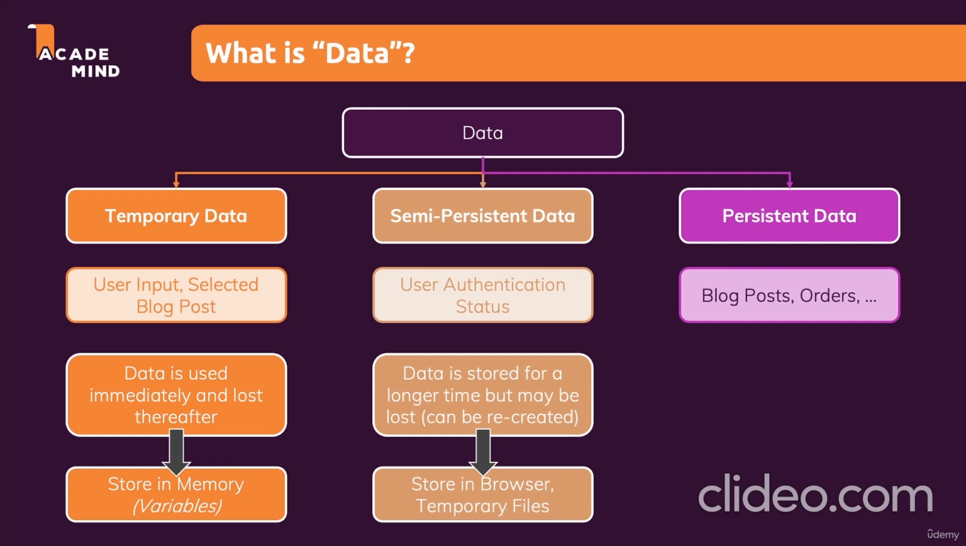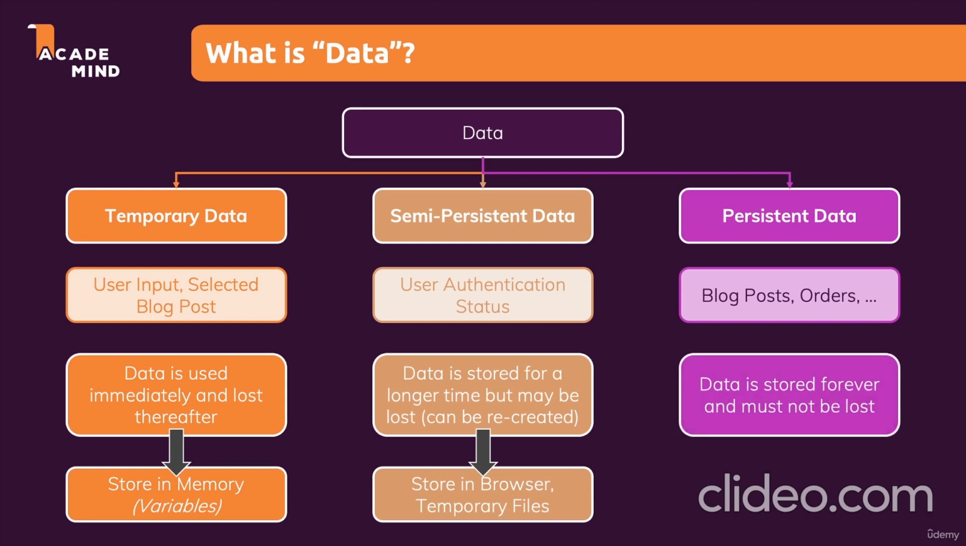And this data, of course, must not be lost. It should be stored forever. It must not be lost unless we explicitly want to delete one item. Now, for example, if we cancel an order, we might want to delete that order from wherever it's stored, but it shouldn't be auto-deleted randomly or anything like that. So we have such persistent data which is super important and which must not be cleared.